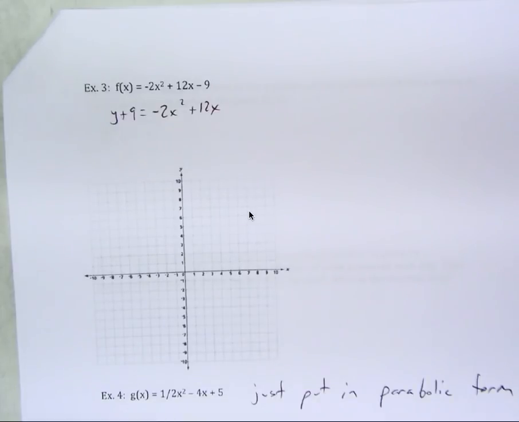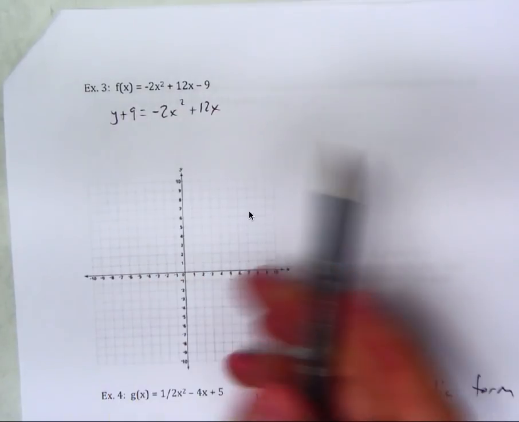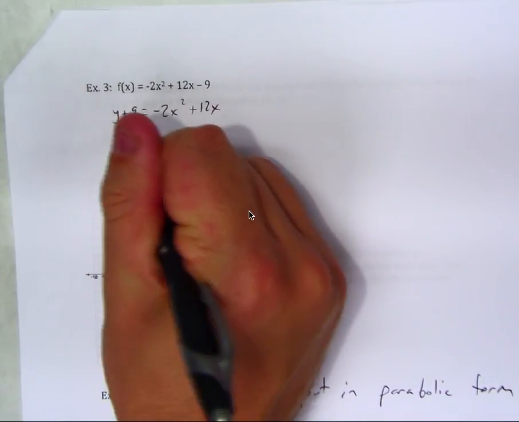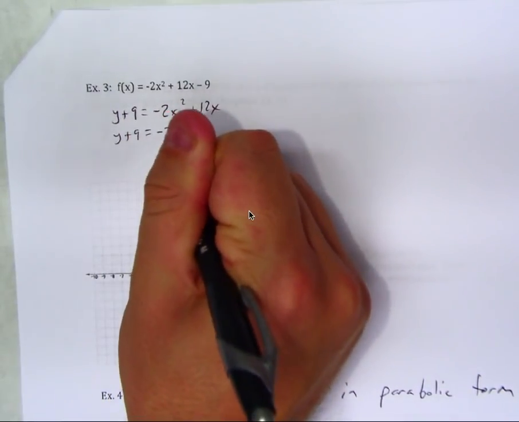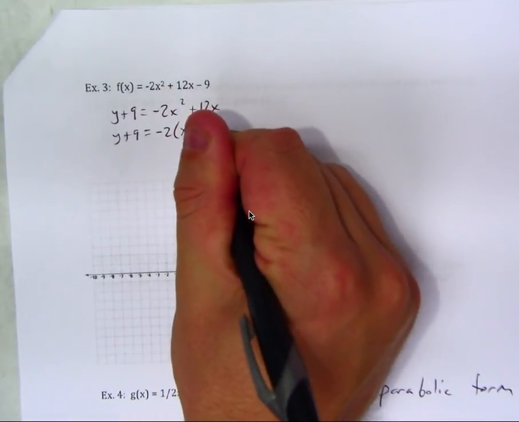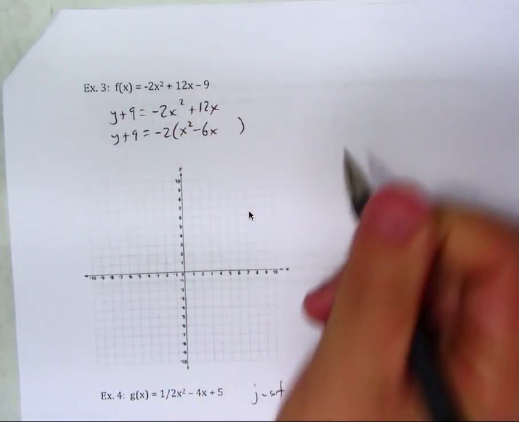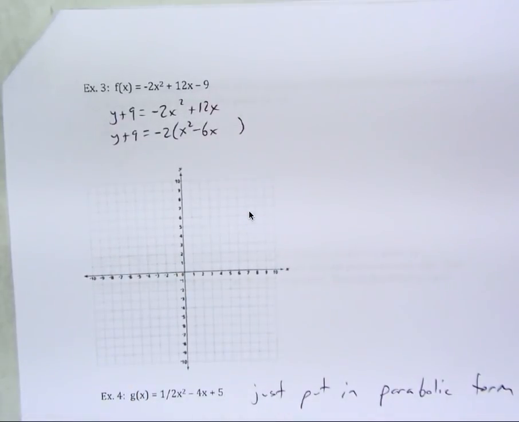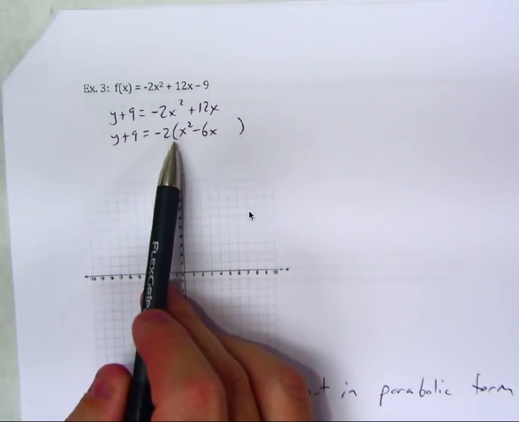Step 2, we want to factor the a value out of the right side. So y plus 9 equals negative 2. Now be careful when you factor out a negative. It's going to flip that second sign, so minus 6x, and leave some space to complete the square. So move c over, factor the a out.